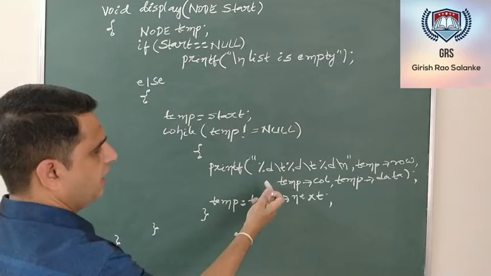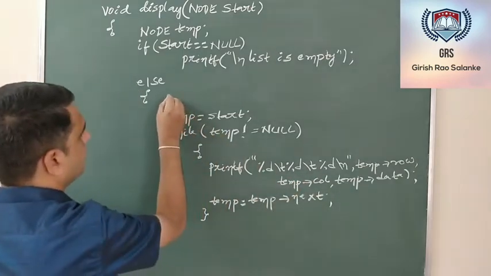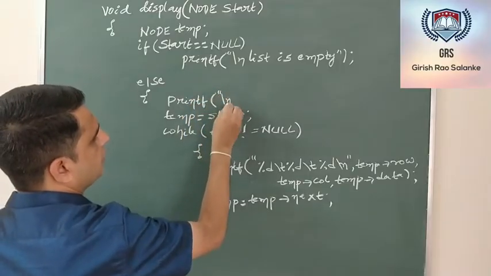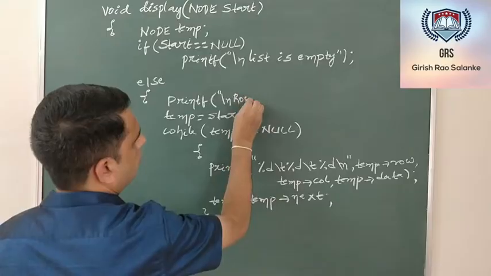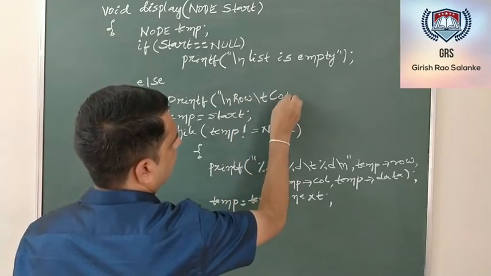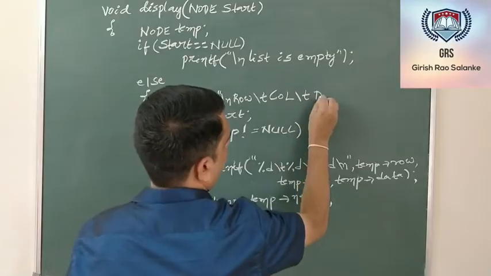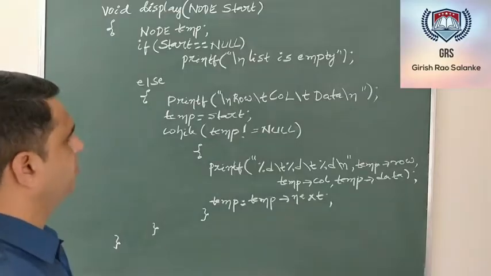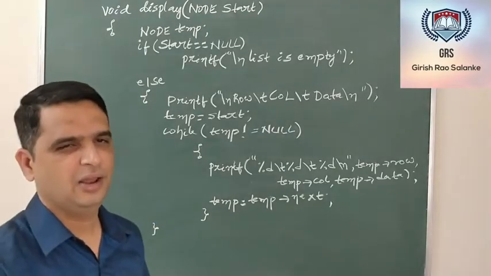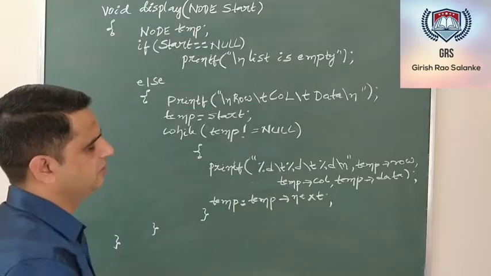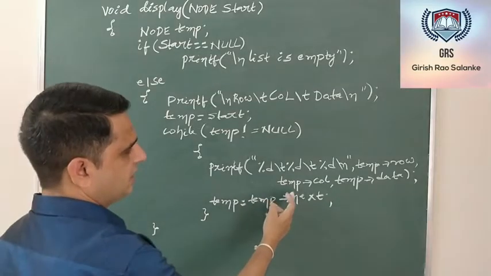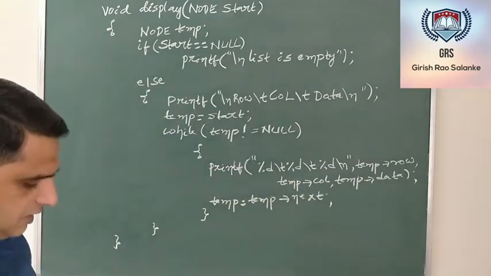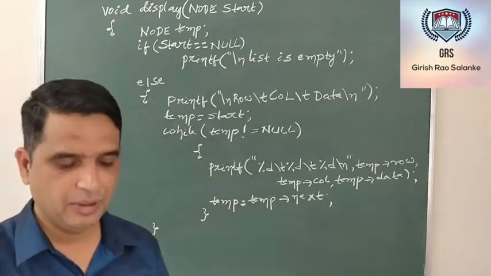Now, as we are displaying row, column and data, within this else we will have a printf with a new line character: first is row, a tab space, next is column, a tab space, next is data, a new line character. Generally, we used to write printf the content of list. Now we'll modify it, because we know that the list content is the row number, column number, and the data. So this is how to display the content of a doubly linked list.